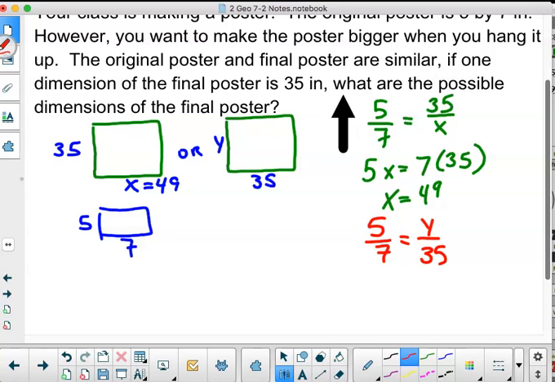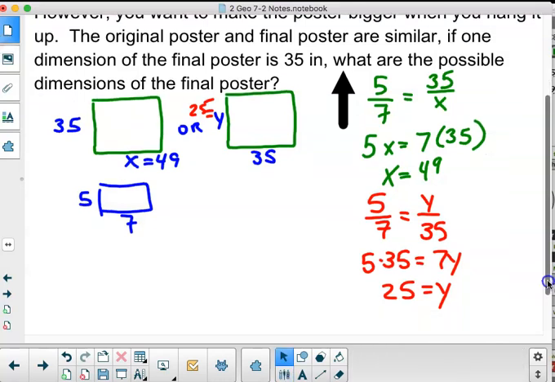And I cross multiply. I have 5 times 35 is equal to 7 times Y. I divide by 7, and I find that Y is 25. So these are my two possible ways I could orient my poster that's originally 5 by 7. I could make a 35 by 49 or a 25 by 35 depending on the material I have available for me. So these are my two possibles.